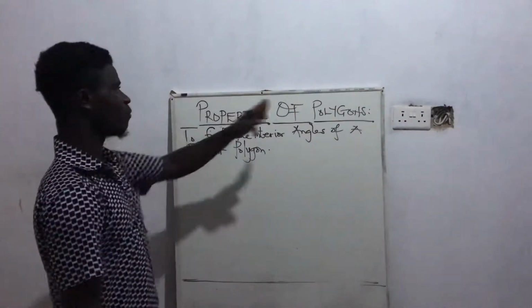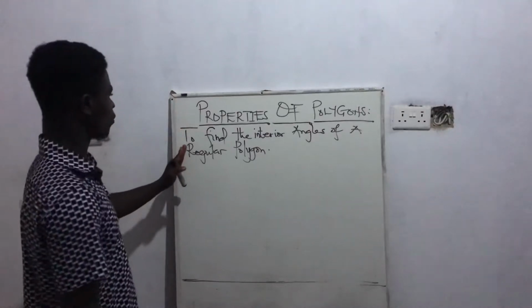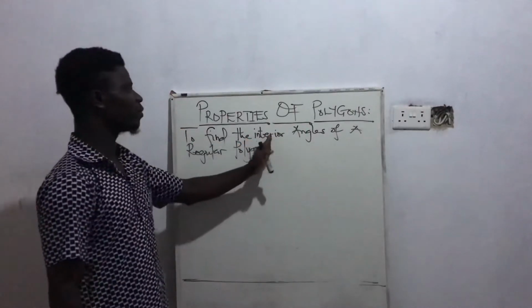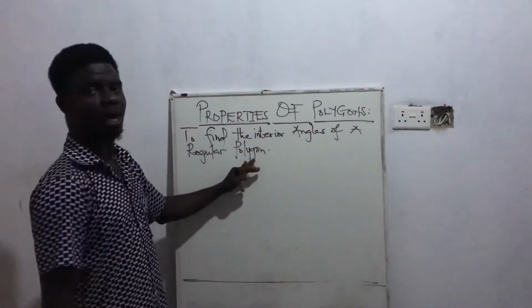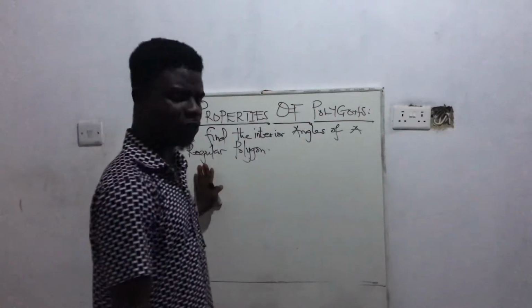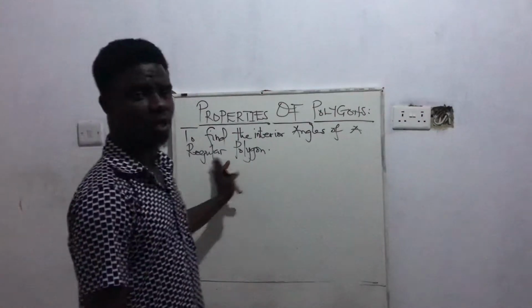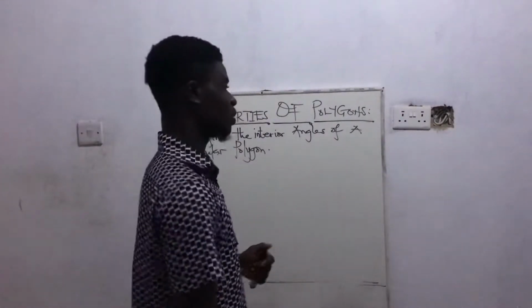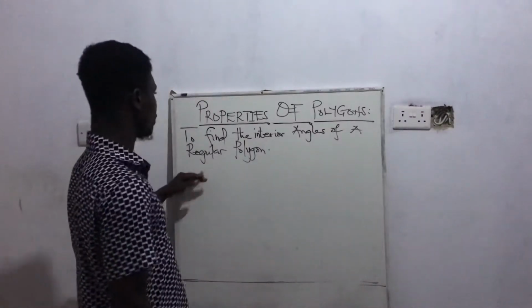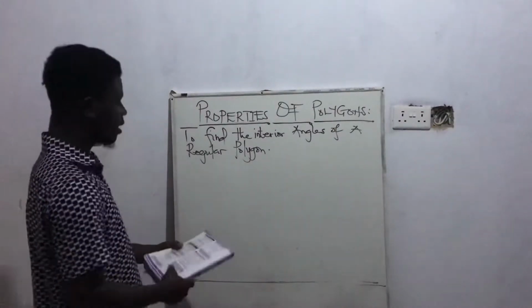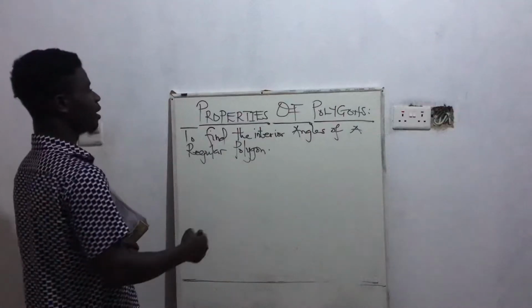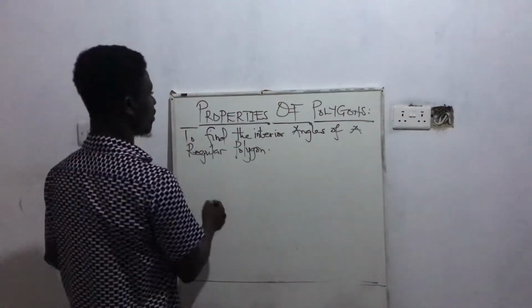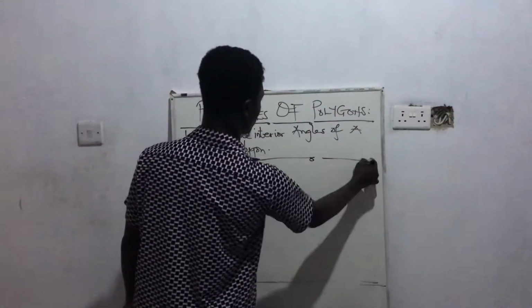Now, properties of polygons. We are continuing under the subtopic to find the interior angles of a regular polygon. In our last video, we discussed regular polygons. A regular polygon has equal sides and equal angles. So now, let's see how we can find the interior angles of a regular polygon.